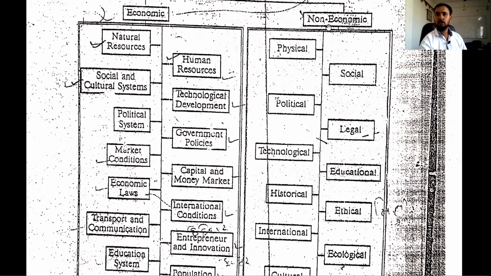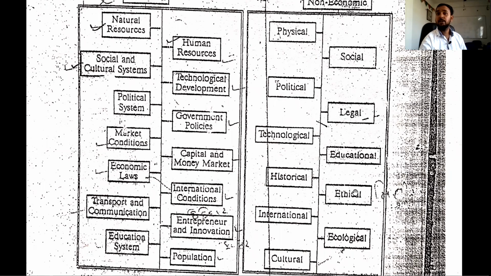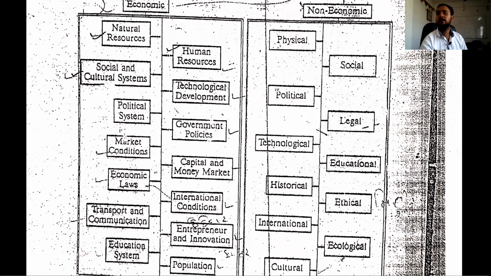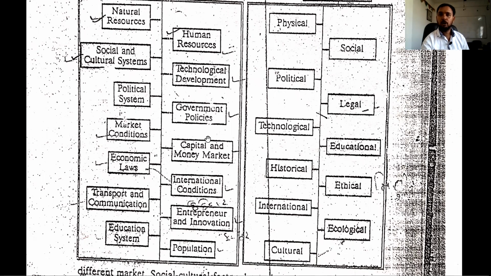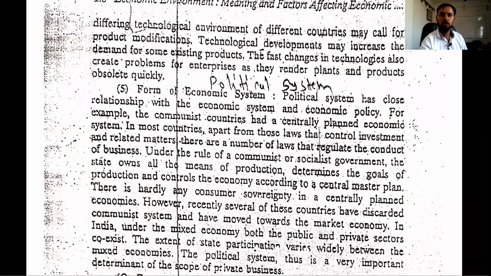Now we have non-economic factors, that is physical structure, social structure, political structure, legal situations, technological situations, educational situation, historical situations, ethical points, and international, ecological and cultural factors. All these factors are considered in the non-economic factors that affect the company and are not controlled by the company. So there might be some common factors in the economic and non-economic, but the explanation of these factors is quite different. We will see below.